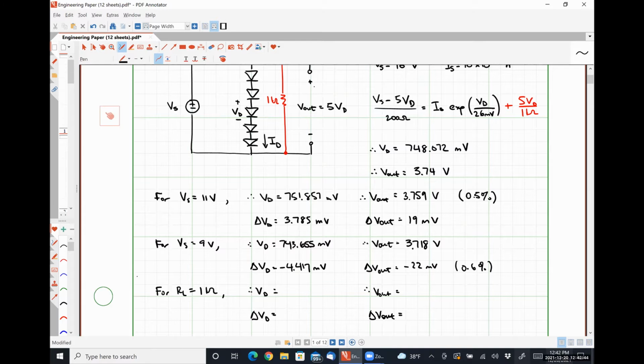What'd you get? I got 0.739. So 739 volts. That is not what I got, but it's reasonably close. Anybody else get something?